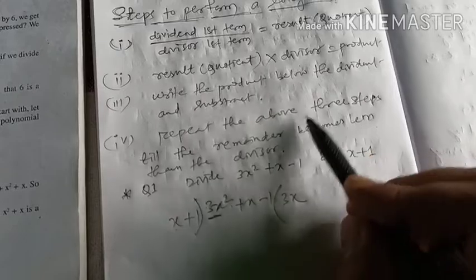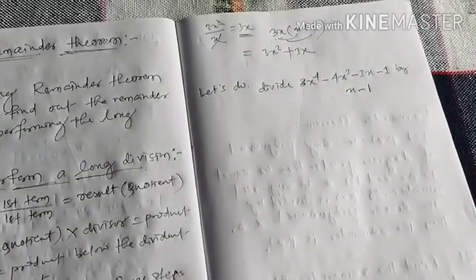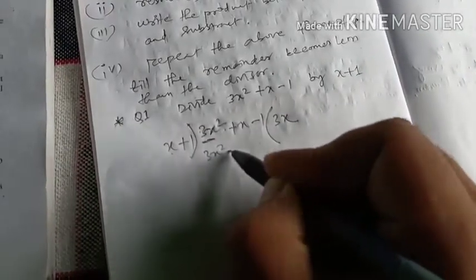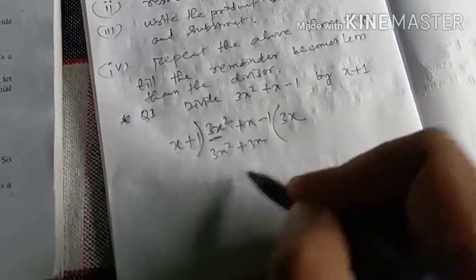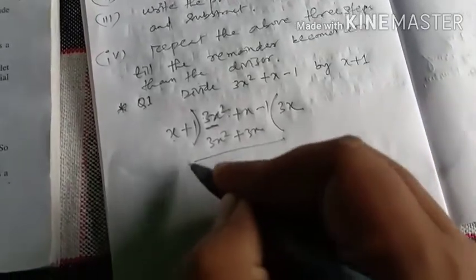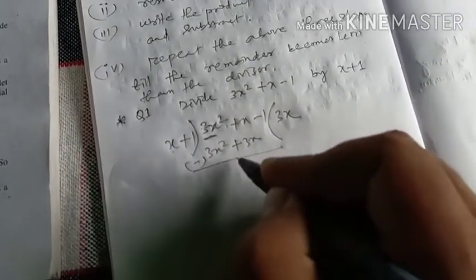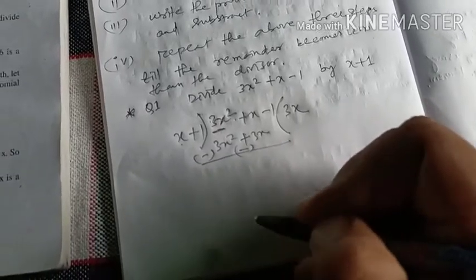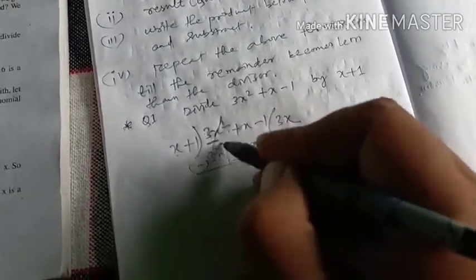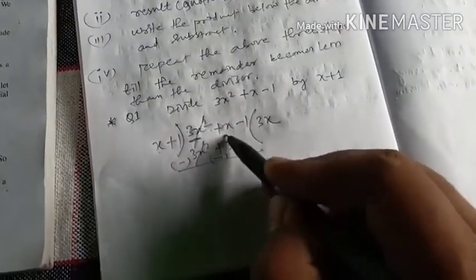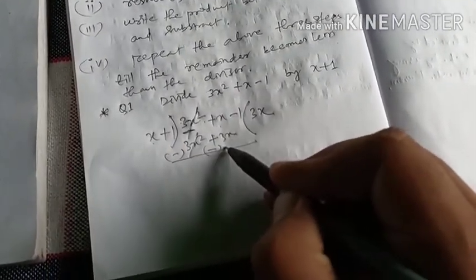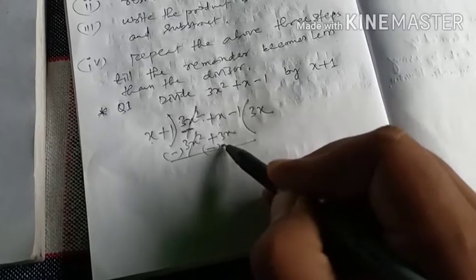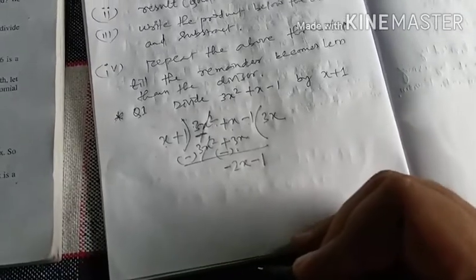We write the product, 3x square plus 3x, below the dividend and then subtract. It will be minus and again minus. Next, 3x square minus 3x square will be cancelled. Now look here: it is plus x and minus 3x. Plus x minus 3x gives minus 2x, and again minus 1 comes down.